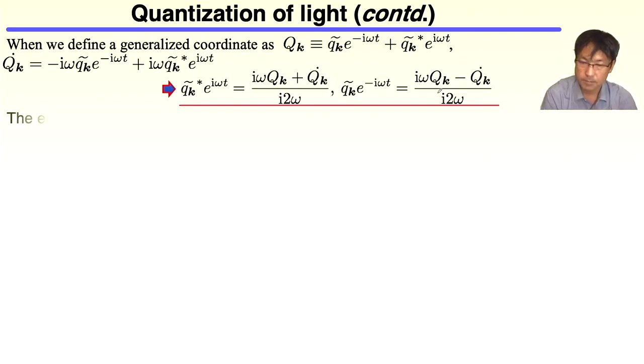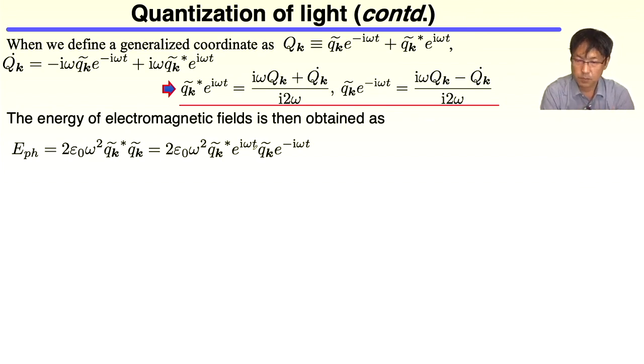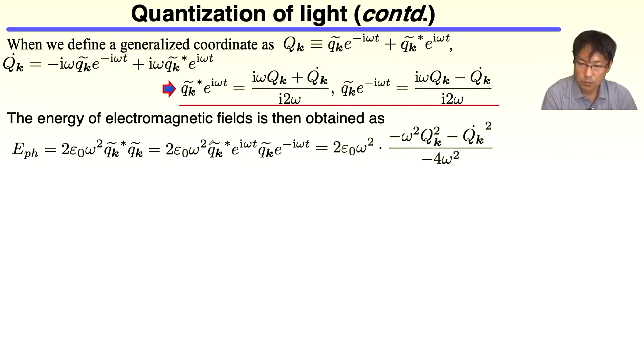its conjugate is also expressed like this one. Then we go back to the energy of the electromagnetic field. In the previous slide, I showed the electromagnetic field energy is expressed by using this one. Then we put the exponential term here and here. We put this one by this one, and this term is replaced by this one. Then we get this result.